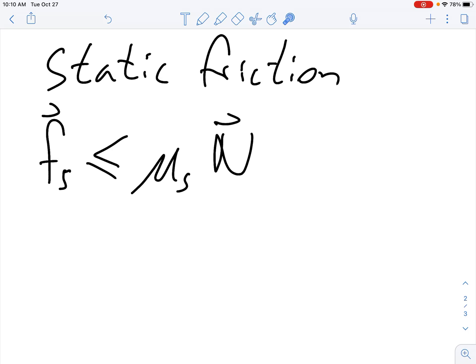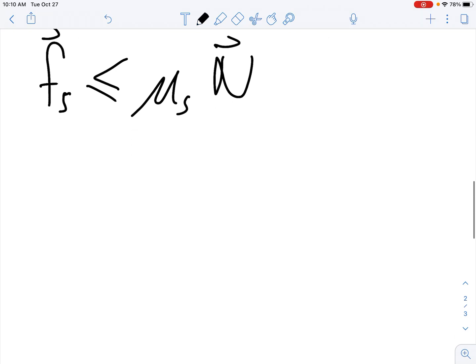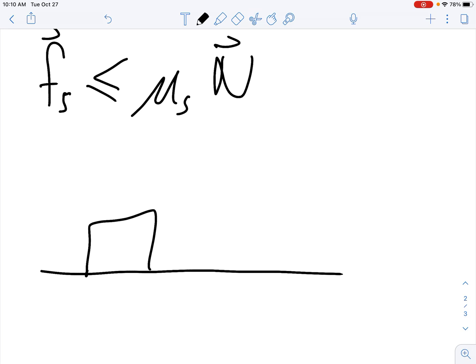If you imagine, say, here's the ground, here's some box on the ground, and nobody's doing anything to it. If the force of static friction was at its maximum value, right now the force of static friction is 0, because clearly this box is just sitting there. We're not accelerating, meaning net force on it is 0. So the force of static friction has to be 0.